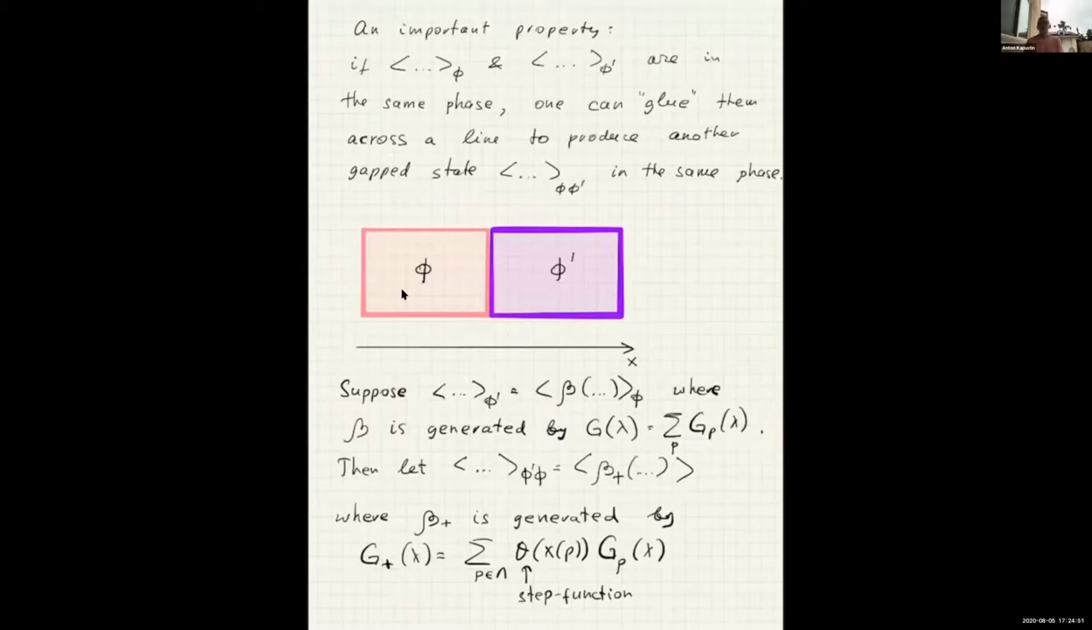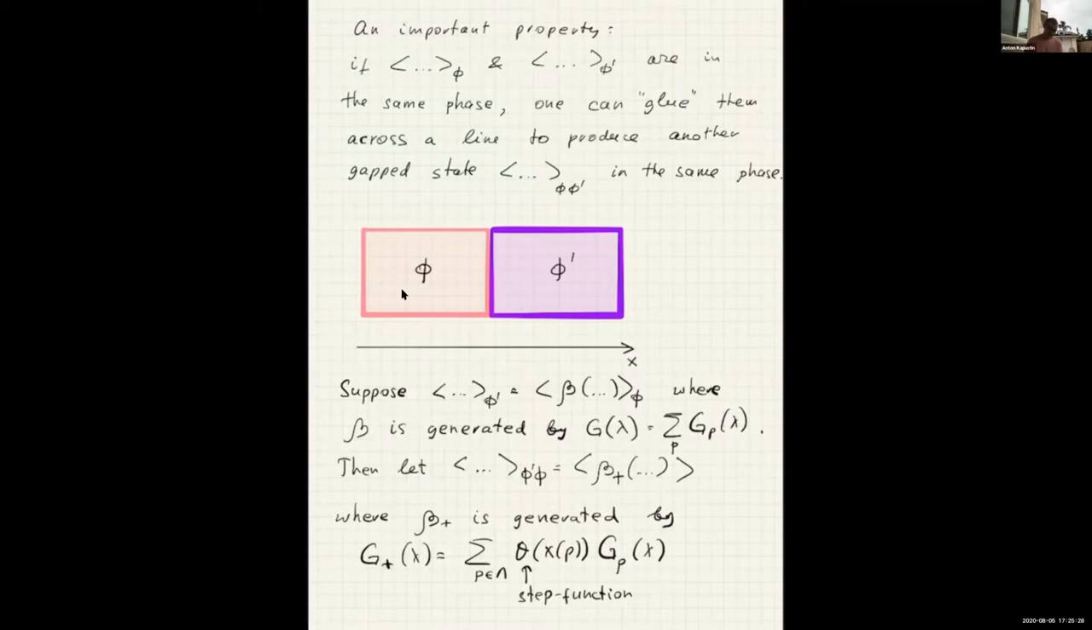So one thing which follows immediately from this definition is that it ensures the following very obvious, natural property. If you have two states in the same phase, they should be able to create a gapped interface between them. That's a very desirable property, and it's difficult to ensure if you're thinking about your states as ground states of some physical gapped Hamiltonians. But if you think of them as just ground states of some Hamiltonians, whose exact form you don't really care about, then it's very easy to glue these ground states.